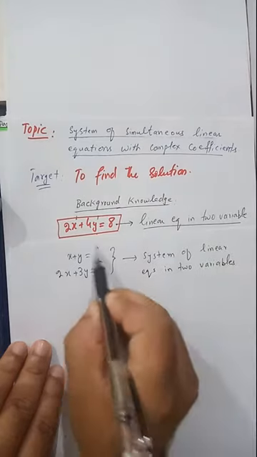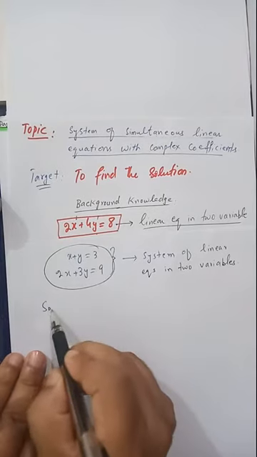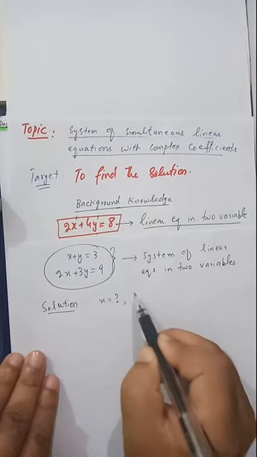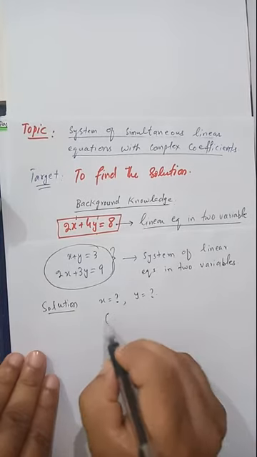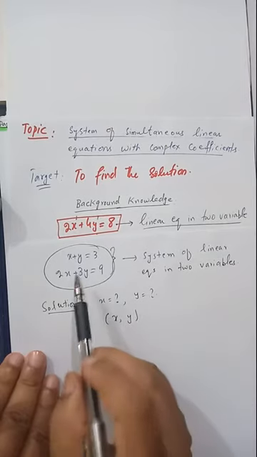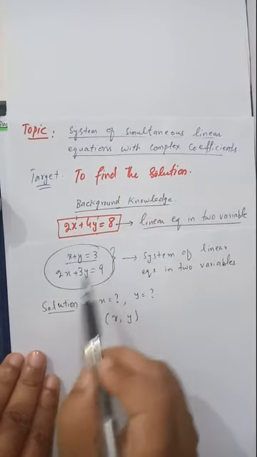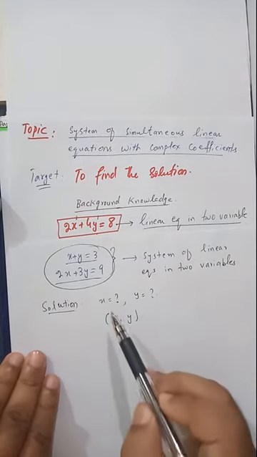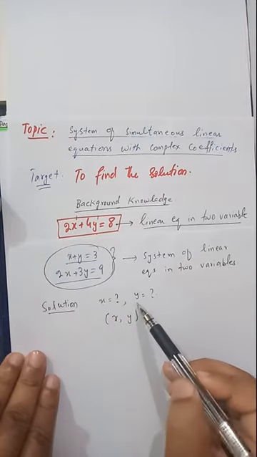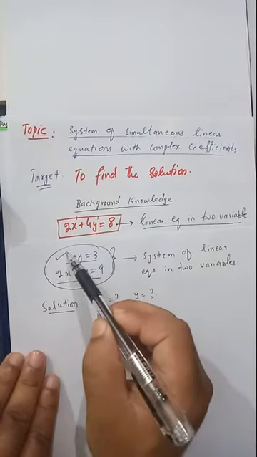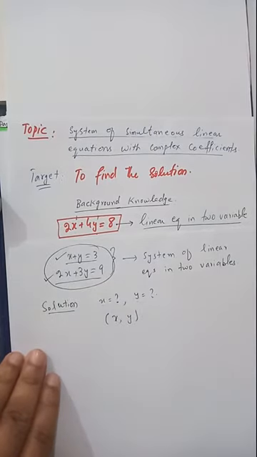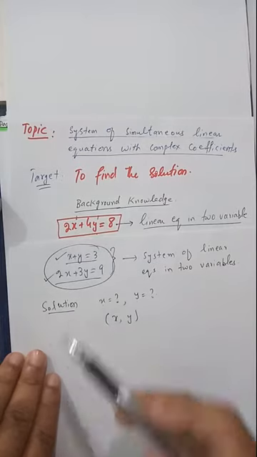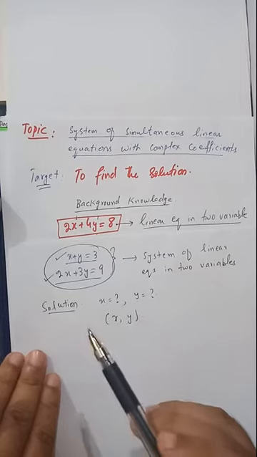Now what is the solution of this system? Solution means you need to find the value of x and the value of y. That must be in ordered pair form, because you know that the graph of this equation is a straight line, and the graph of this equation is a straight line. In this case, the solution means those values of x and y which satisfy this equation as well as this equation. When a system is satisfied for single values of the variables, such a system is called a simultaneous system.